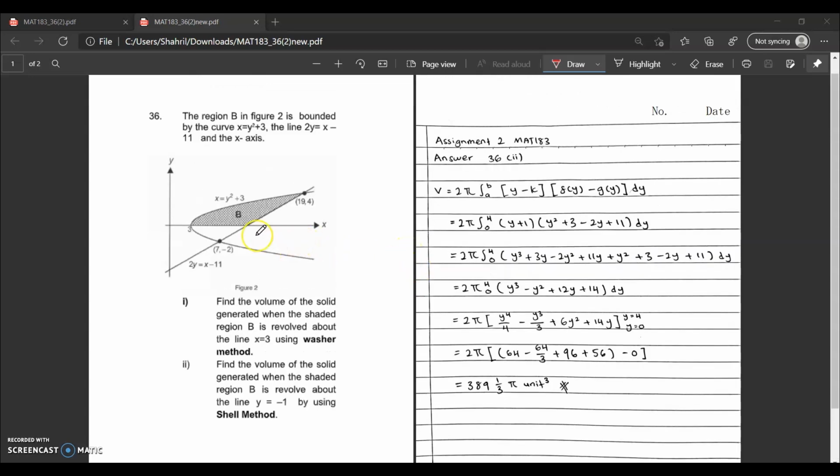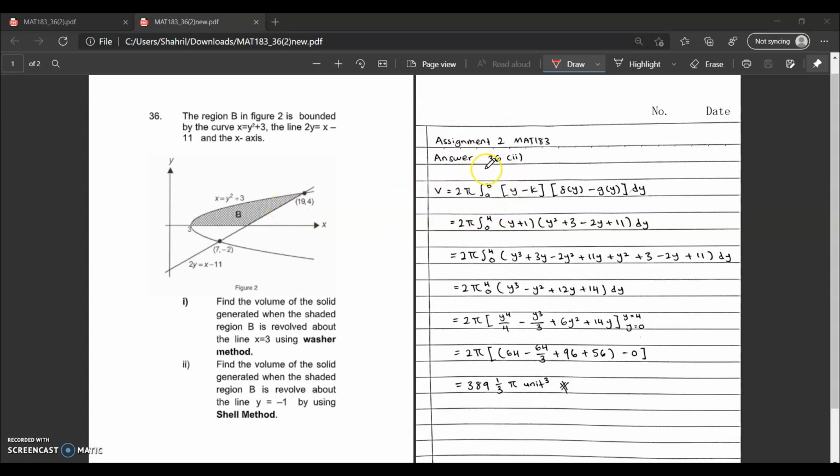Okay, so next question is 36 to Roman. The question is, the region B in figure 2 is bounded by the curve x equal y square plus 3, the line 2y equal x minus 11 and the x-axis. So this is the graph, figure 2. The question of 2 Roman is, find the volume of the solid generated when the shaded region B is revolved about the line y equal minus 1 by using shell method. So B is the shaded region.